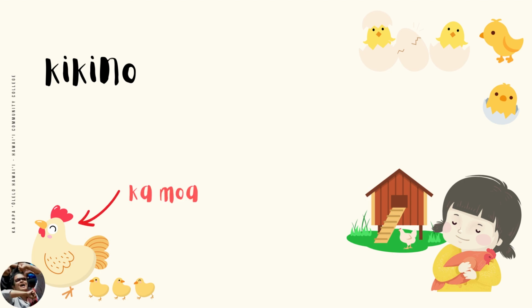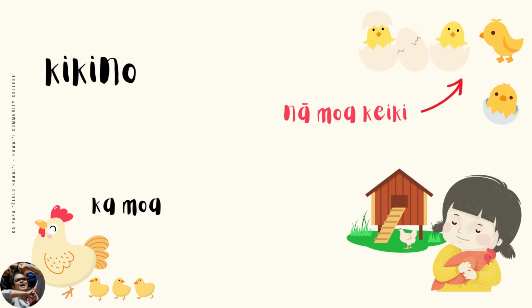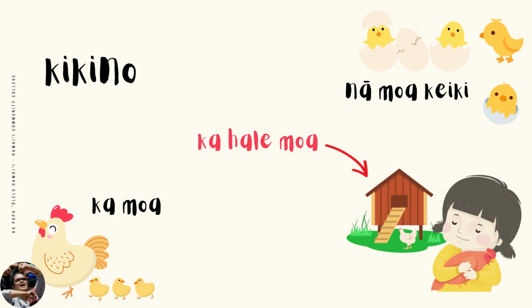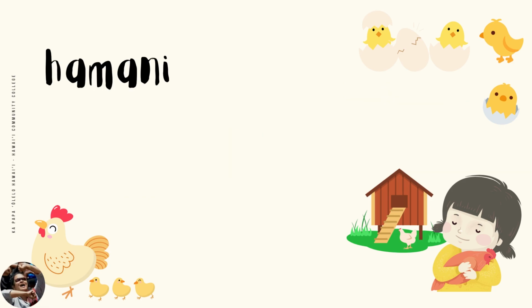For example, ka moa, nā moa keiki, a me ka hale moa. Note that all kikino are preceded by kaʻi, like ka and nā. Hamani are transitive verbs, which means these are actions that you do to something. For example, hapai, a me puliki.